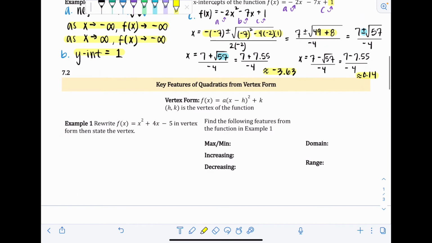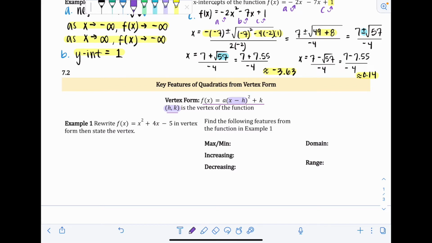So 7.2 introduces vertex form, which is a new, different form that we can write quadratics in. The formula for vertex form is f of x equals a times x minus h squared plus k, where h, k is the vertex. That part is really important. One thing I want to point out that's going to come into play once we get into these problems is this x minus h means that whenever you're trying to figure out what h is, it is the opposite of what it looks like it should be because of that minus sign. So we'll talk about that more in a second.